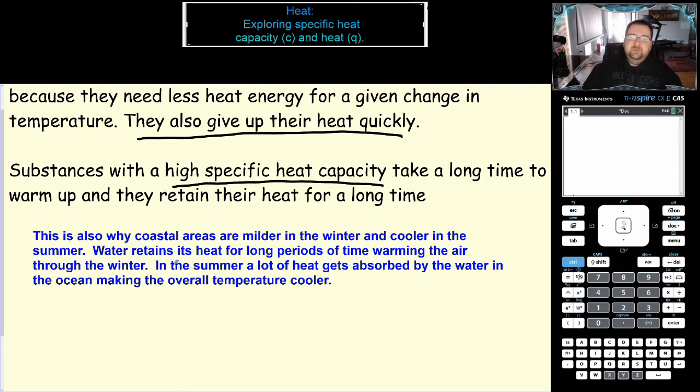But the same thing happens in the summer. A lot of the heat gets absorbed by the water in the ocean, making the overall temperature cooler. So they might experience less of a temperature change than we would here.